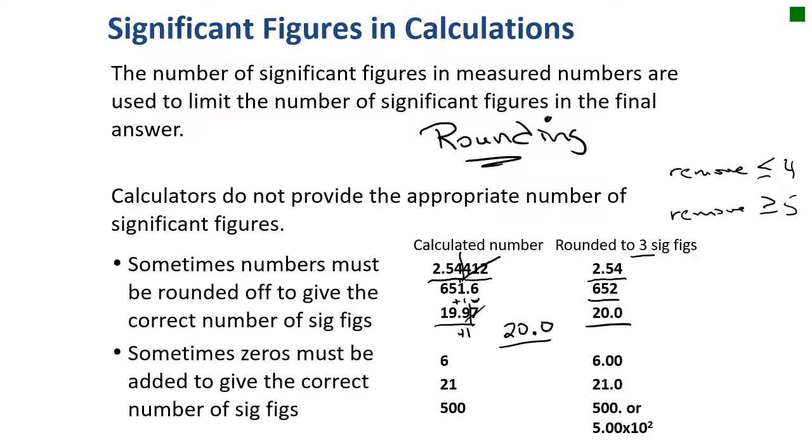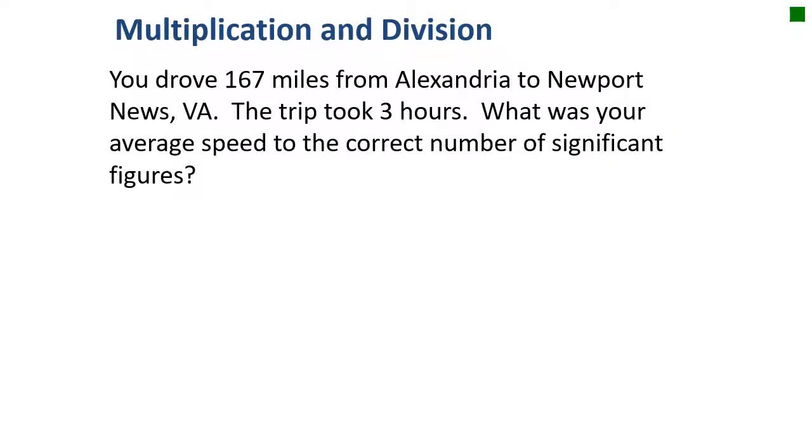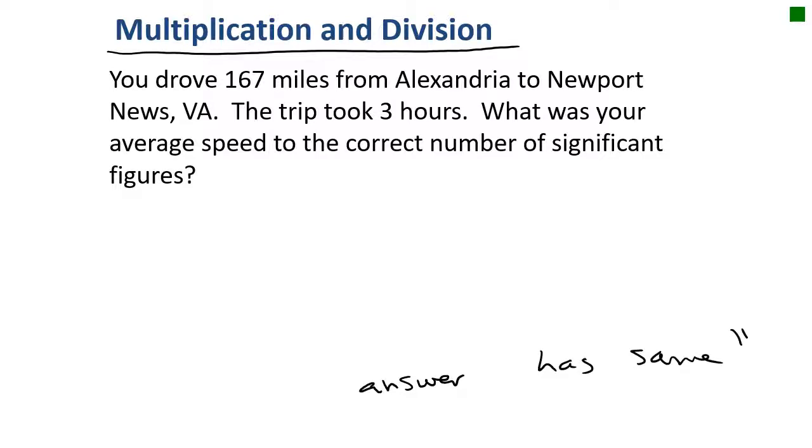All right, sig figs and rounding. So let's consider this one, multiplication and division. We're going to have 2 different rules, one for multiplication and division and one for addition and subtraction. Multiplication and division is by far the simplest, and it simply tells you that your answer has the same number of sig figs as the measurement with the fewest.